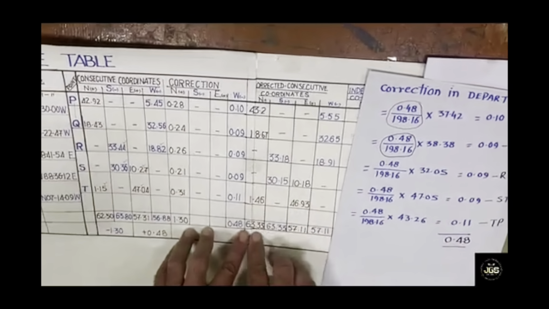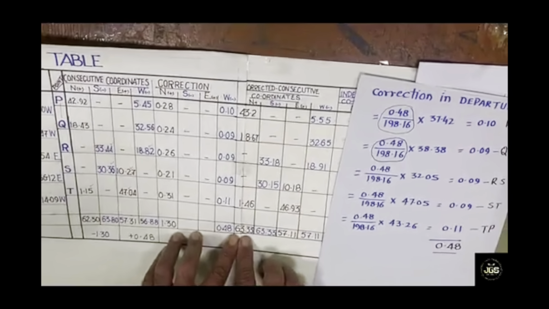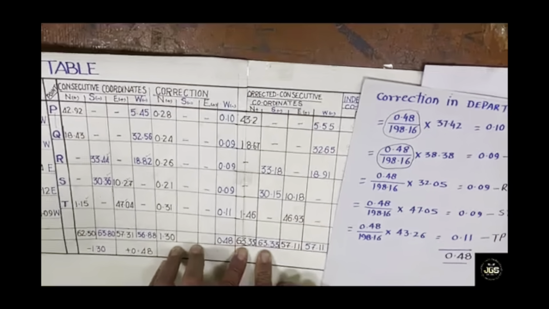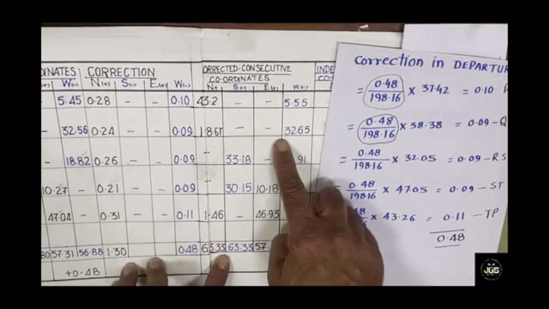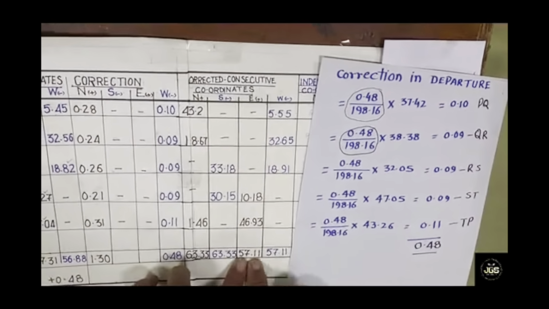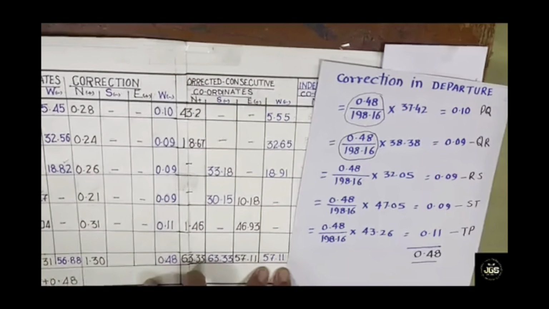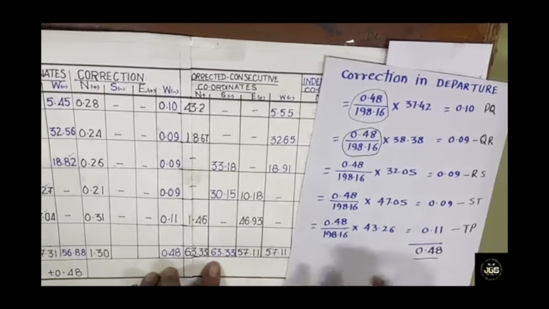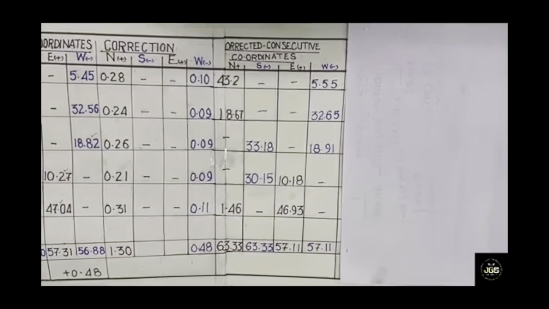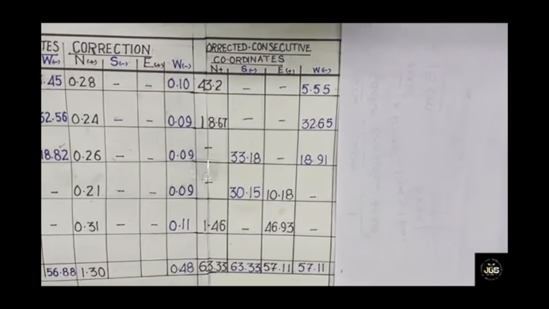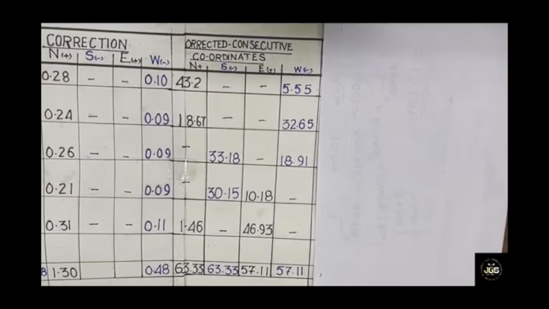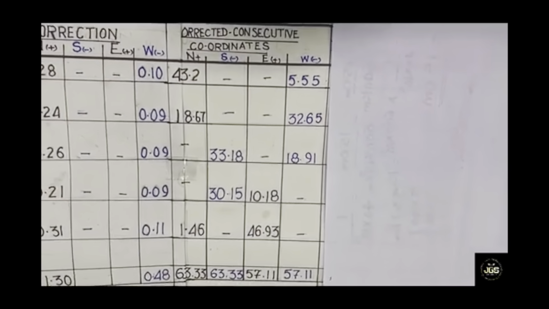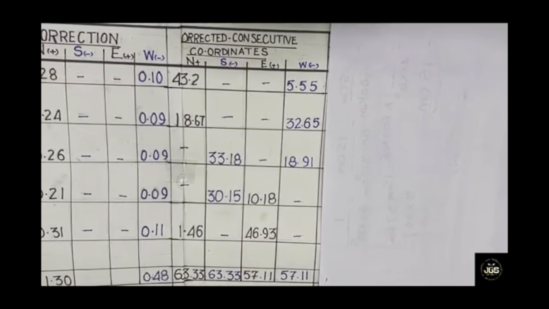Now do the sum of this: the sum of the northing is 63.33, the sum of the southing is 63.3, these are the same. Now it is balanced, the correction is balanced, there is no error. Similarly in the departure column, the sum of easting is 57.11 and similarly the westing is 57.11. So now easting and westing, northing and southing are the same, now the traverse is balanced. So we have calculated the corrected consecutive coordinates of this traverse. After this we are going to plot this traverse according to the given whole circle bearings, included angles and lengths of the sides. For that I will fix the drawing sheet, I will tell how this can be done.